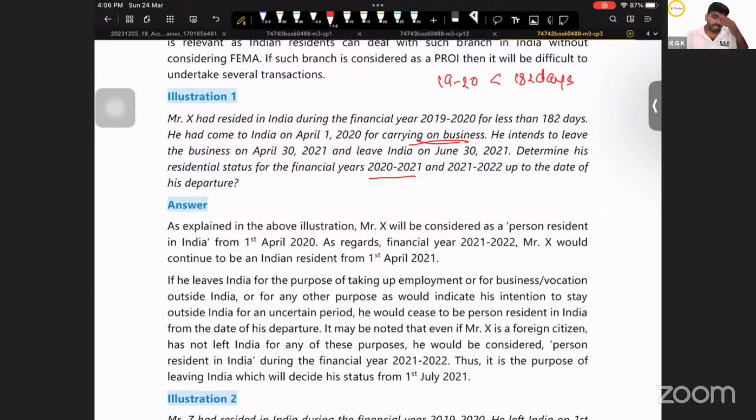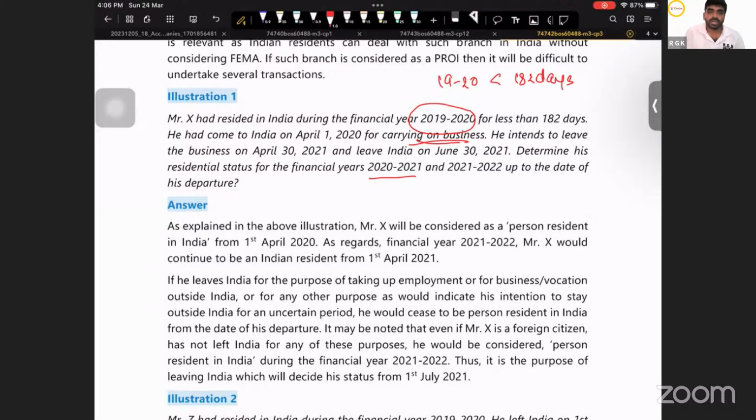So as explained in the above illustration, Mr. X will be considered a person resident in India from 1st April 2020 itself. From 1st April 2020. Don't go and see 1920 whether he has stayed in India or not. Straight away classify him as person resident in India.